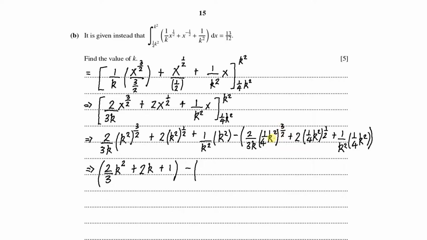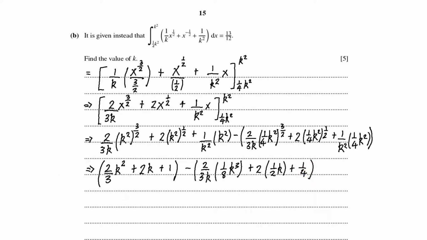So here we'll be saying the square root of a quarter k squared, which is half k, and we raise half k to the power of 3, and we get an eighth k cubed. So that's 2 over 3k of an eighth k cubed, plus a quarter k squared raised to the power of a half. That's the square root of a quarter k squared, which is a half of k, plus 1 over k squared times a quarter k squared. We just get a quarter.